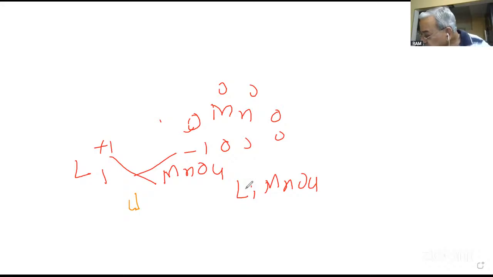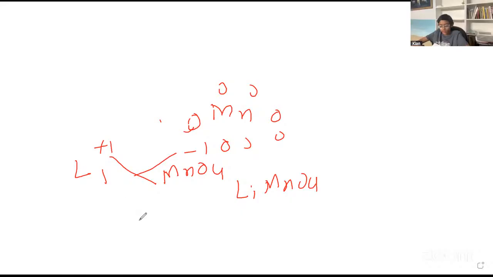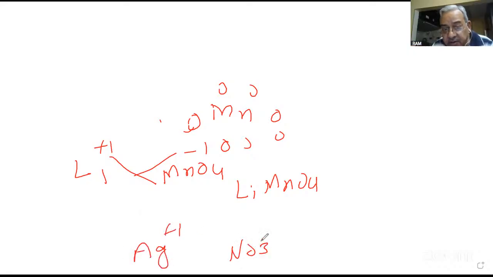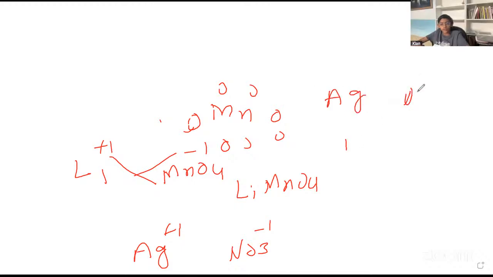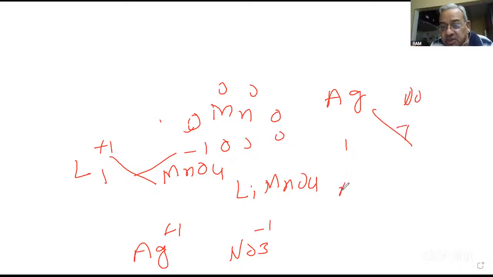So now comes the silver nitrate. As a theoretical portion, do you have any problem? How bonds are formed? Right. Then silver nitrate. Silver is having valency +1, Ag1. Nitrate is having -1. So how does it become? Ag1 NO3 -1, this will be crossed. So AgNO3 will be there.